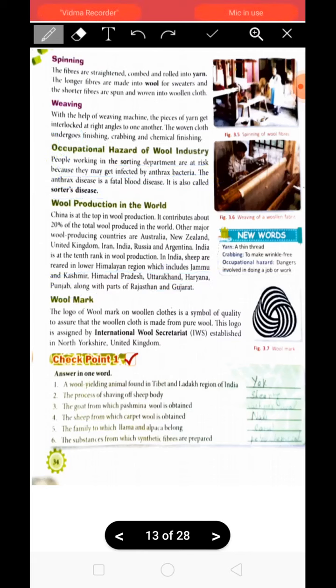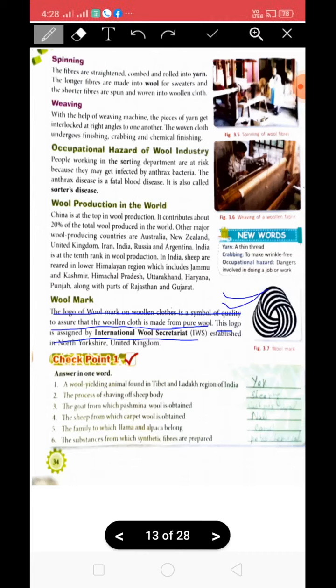Now, next question. Question number 3. What is Woolmark, and name the organization which confers the wool logo? The logo of Woolmark on woolen cloth is a symbol of quality to assure the woolen clothes are made from pure wool. This is the first part of the answer. Name the organization. This logo is assigned by the International Wool Secretariat. Understood? This is the diagram that you have to draw along with the question answers.